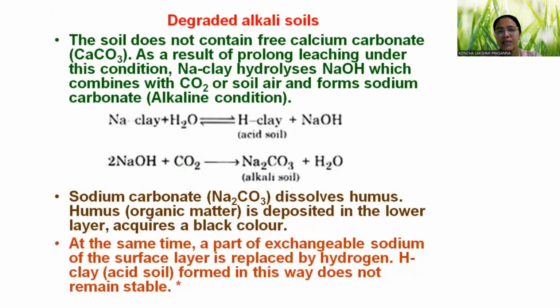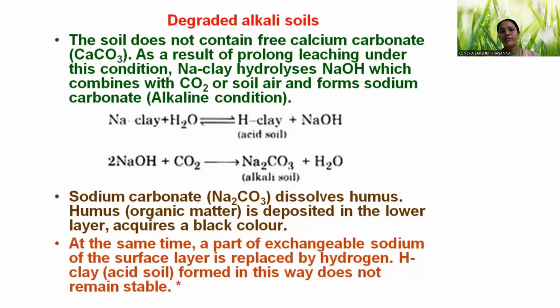At the same time, some part of the exchangeable sodium on the surface layer is replaced by hydrogen. Hydrogen clay is formed, that is the acid soil. The hydrogen clay which is formed, having the acidic pH, does not remain very stable. Here, the degraded alkali soils are those soils which do not contain free calcium carbonate, and they are formed by prolonged leaching under this condition.